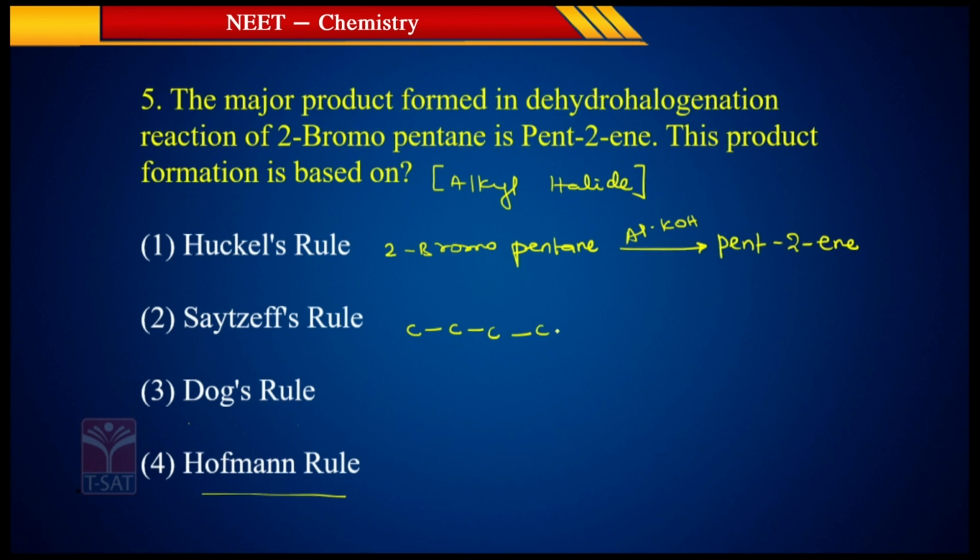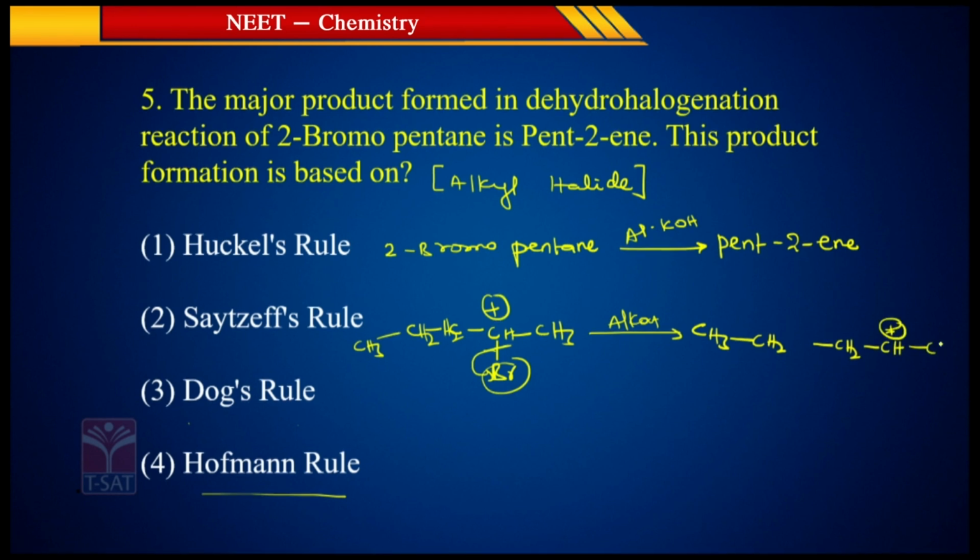C-C-C-C-C, 1 2 3 4 5, right? Here CH3. First carbon, second carbon, bromine will be there. Here we will write CH3, CH, CH2, CH. This is 2-bromopentane. If you give alcoholic KOH, what will happen? Here you will get a plus charge, right? Br minus will be the leaving group, so that you will get CH plus. See, I am writing here CH3, CH2, CH2, CH plus, CH3.